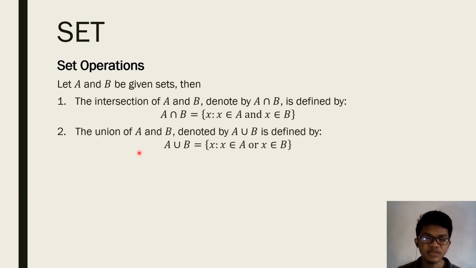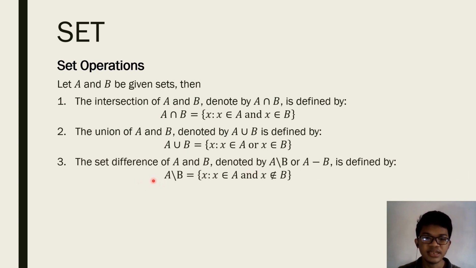The second is the union of A and B, denoted like this, is defined by the union of A and B equals all x such that x is an element of A or x is an element of B. Please remember, the intersection is defined by the word "and", while the union is defined by the word "or". Please distinguish between the words "and" and "or", okay?